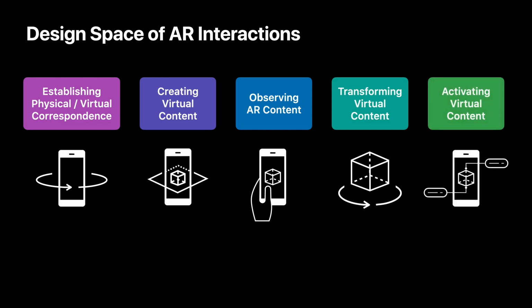And finally, a category which we called activating virtual content. This is a broad category which includes any task where a user selects an object in the scene, and this may result in additional effects such as the object changing state to become editable or an animation playing.